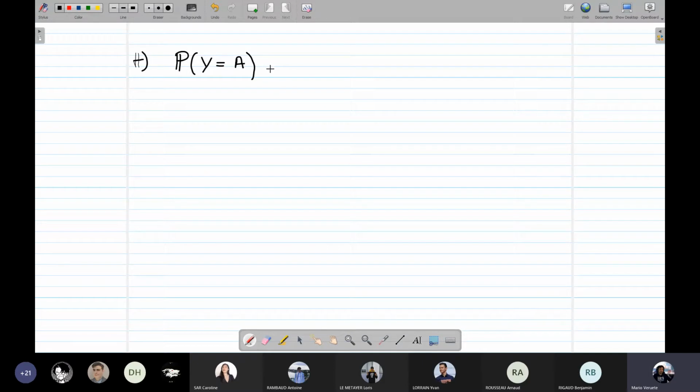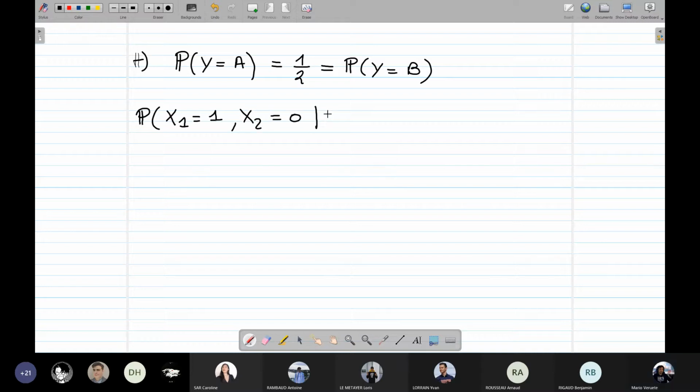So the probability that the watch comes from A is 1/2, and it is also the probability that the watch comes from factory B. Since we assume that the states of successive watches are independent, we have the conditional probability that X1 equals 1 and X2 is 0 given Y equals A. Do you remember that Xn is the state of the nth watch in the container, and Xn equals 1 if the watch is okay, and Xn is 0 if the watch has some problem.